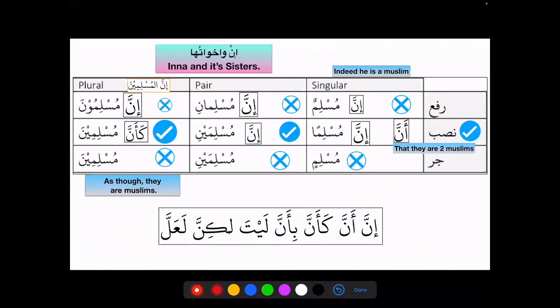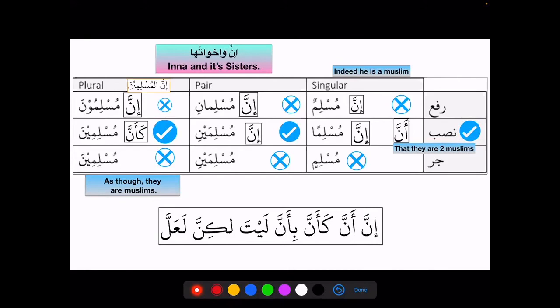Okay. Then we have another name for all these harfu nasab. We can say inna wa ikhwatuha. Ikhwat means sisters. So basically this is the family of inna. Inna, anna, bi anna, ka anna, li anna, layta, lakinna, la'alla. We can call them inna wa ikhwatuha. Okay, so this is the family of inna.